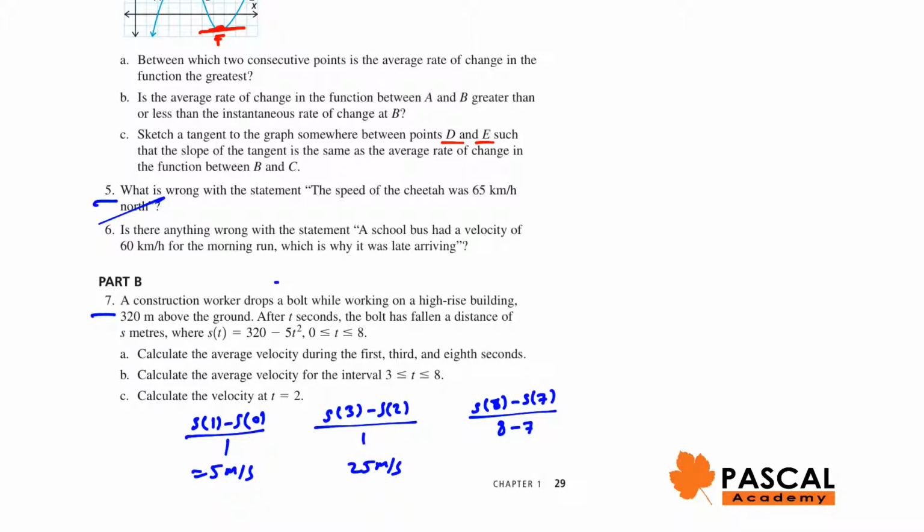Question 6. Is there anything wrong with the statement, a school bus had a velocity of 60 kilometers per hour for the morning run, which is why it was late arriving? Yes, velocity needs to be described by a number and a direction. Only the speed of the school bus was given, not the direction, so it is not correct.